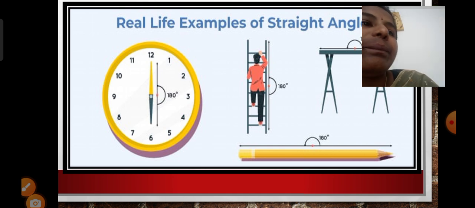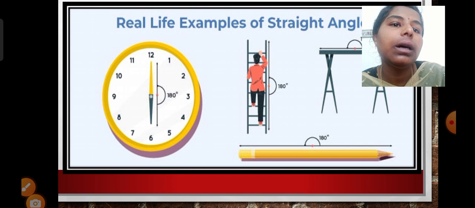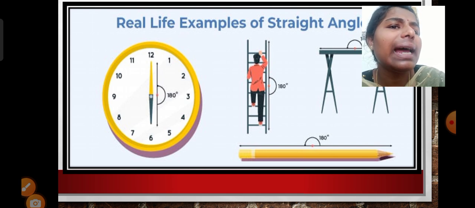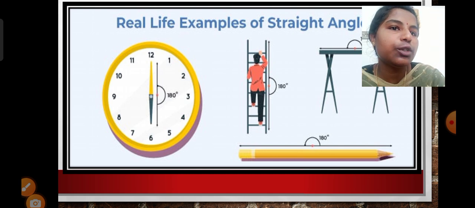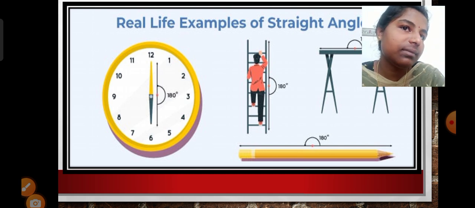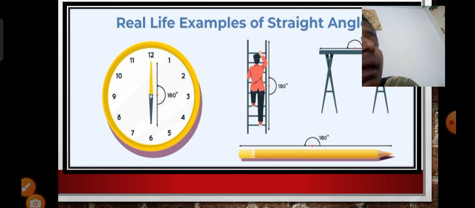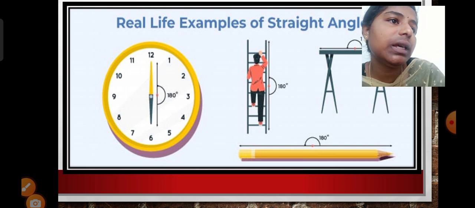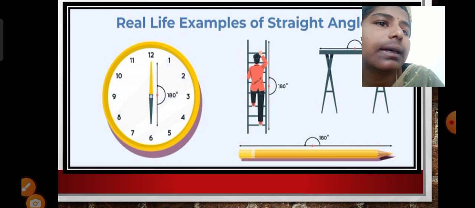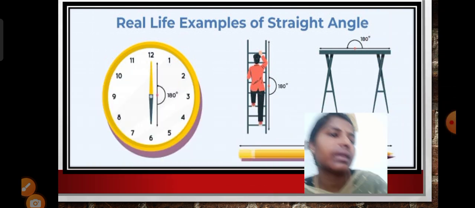See here, a clock. If we see the clock, the big line should be at 12 and the small line should be at 6. As well as some other positions in the clock, it should be 9 and 3. The small line should be at 9, or maybe the big line can be at 9. Yes, if we keep the lines like that, that is also a straight angle. Example of straight angle.